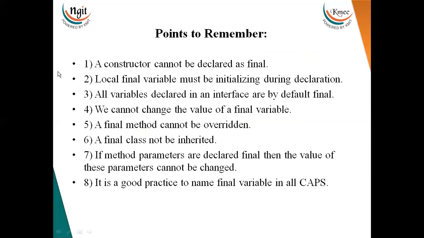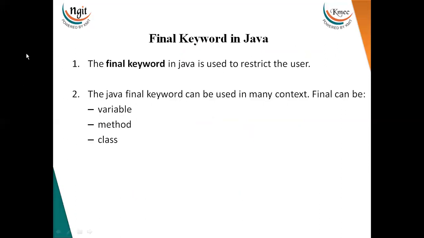Now coming to the final keyword. What does the final keyword mean? You can use the final keyword in three contexts. One, you can apply the final keyword on a variable, you can apply it on a method, and you can apply it on a class. Let's see them one by one. Now, we'll go to the final variable.